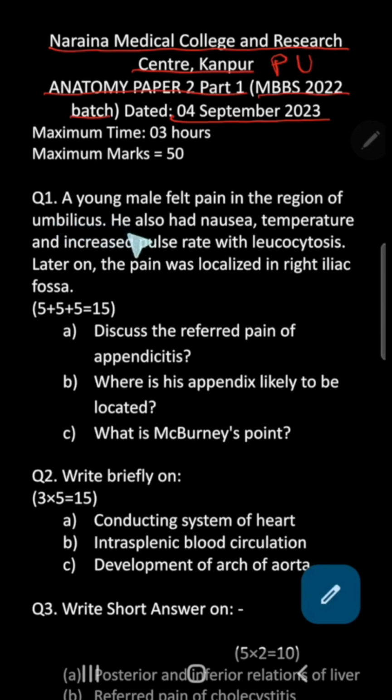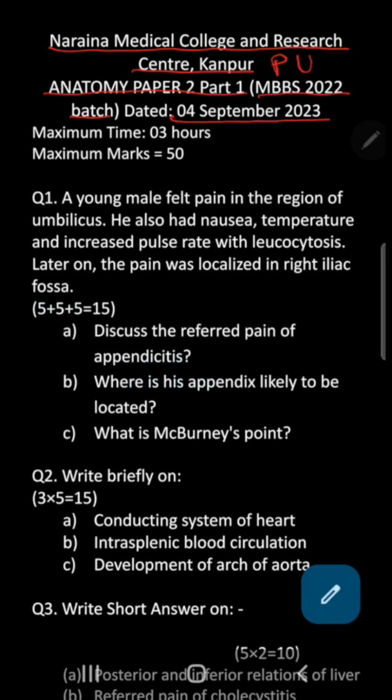So question number 1 here is a clinical question with 3 subparts, 5 marks each, that together makes it 15 marks. The question is, a young male felt pain in the region of umbilicus. He also had nausea, temperature and increased pulse rate with leukocytosis. This means there was infection. Later on, the pain was localized in the right iliac fossa. Discuss the referred pain of appendicitis.